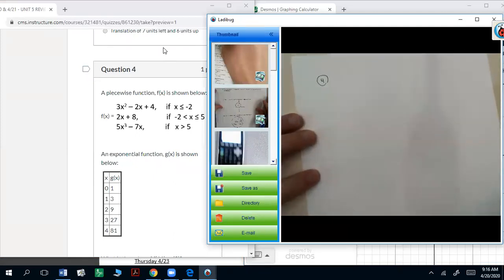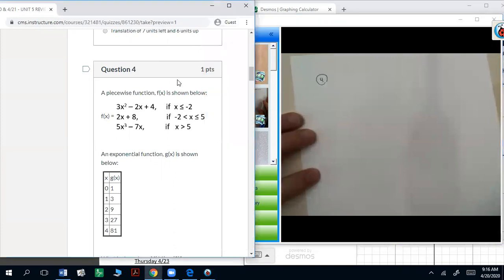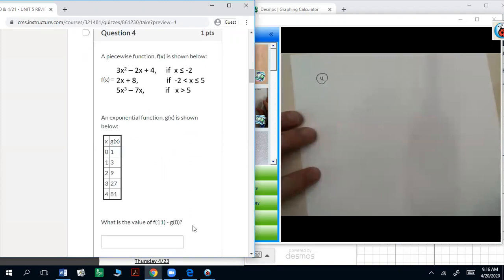A piecewise function is shown below. 3x squared minus 2x plus 4 if x is less than or equal to negative 2. 2x plus 8 if negative 2 is less than x, which is less than or equal to 5. And 5x to the third minus 7x if x is greater than 5. And also we have an exponential function shown below.